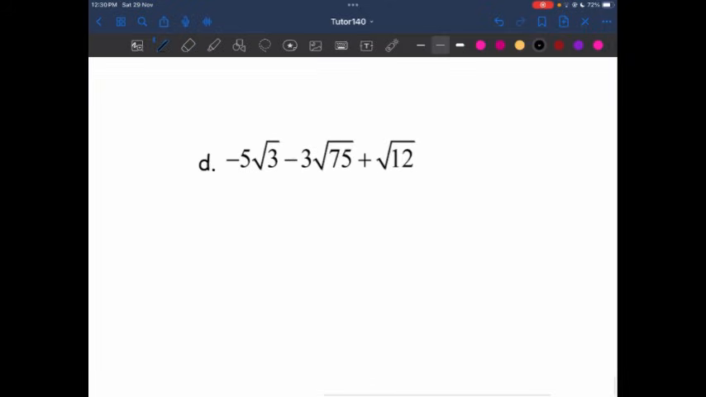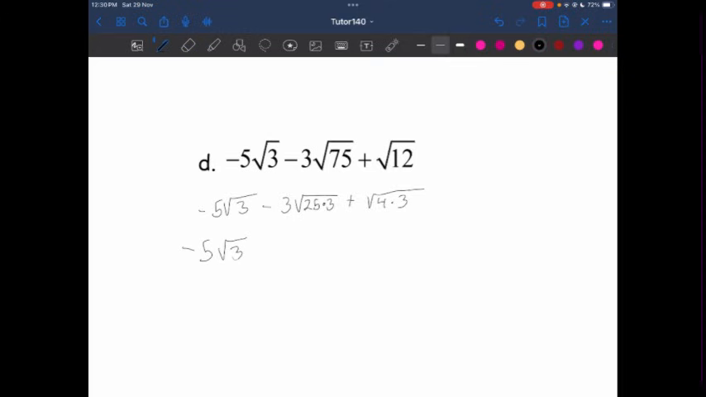Now over here, similar to what we were doing over there, we want to break up the numbers so we could take them out of the square root. I have negative 5 root 3. I can't break that up any more. And then minus 3 root 75. I could break up root 75 and put 25 times 3, because 25 is a perfect square. Root 12, that's 4 times 3. 4 is a perfect square. So I could simplify some more.